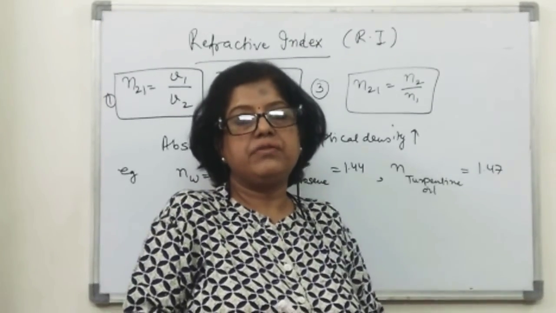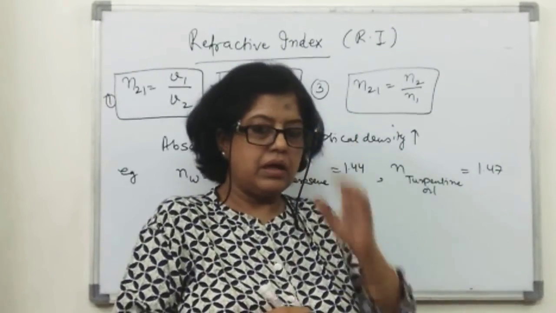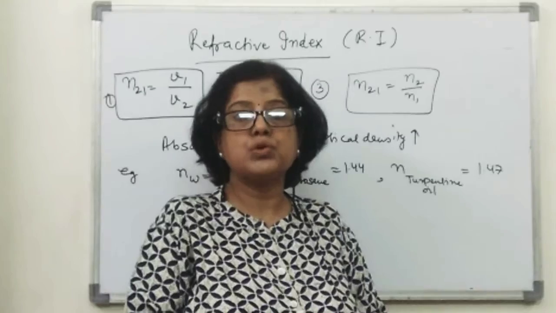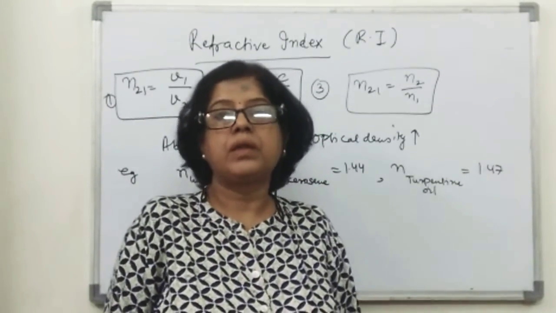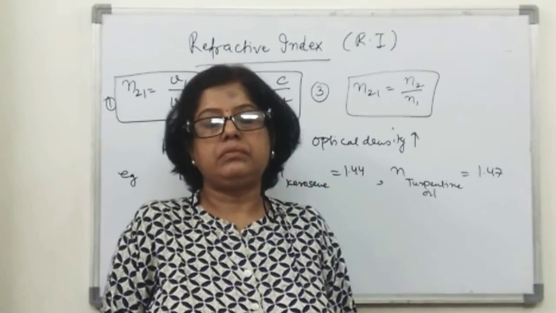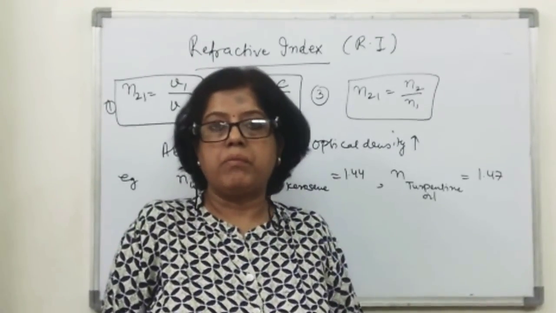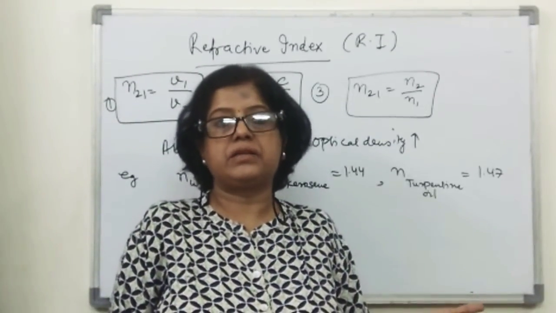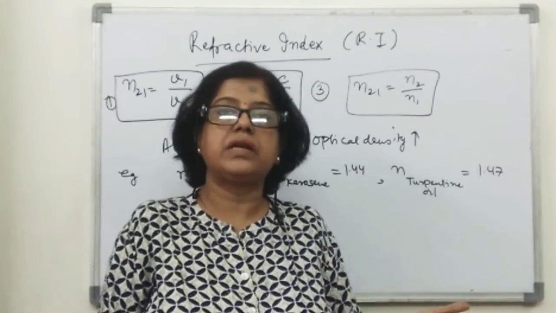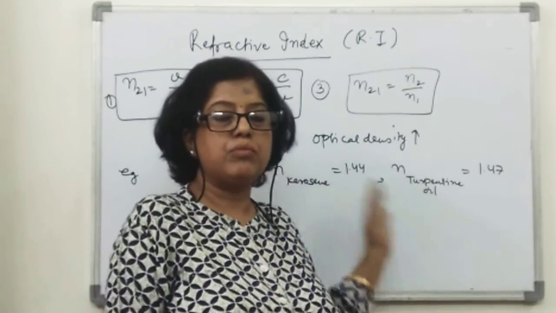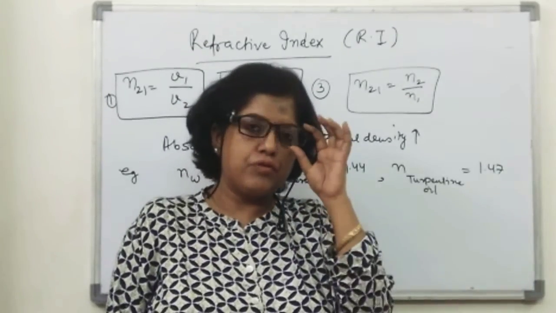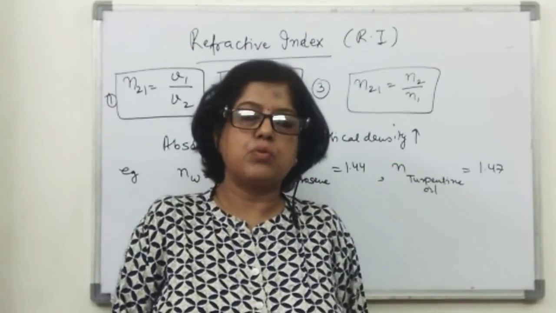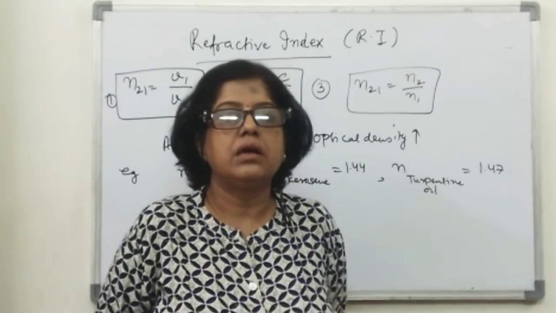So today we've discussed refractive index, and the conclusion is that refractive index tells us the extent to which the bending of light takes place, and the higher the refractive index of a medium, the higher is the optical density of the medium. The formulas we've already discussed. We may discuss more numericals on refractive index, if you want.